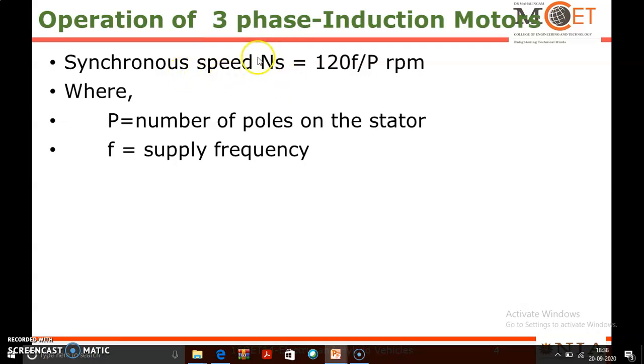The synchronous speed is indicated by Ns, which is equal to 120 f by P, where P is the number of poles on the stator and f is the supply frequency.